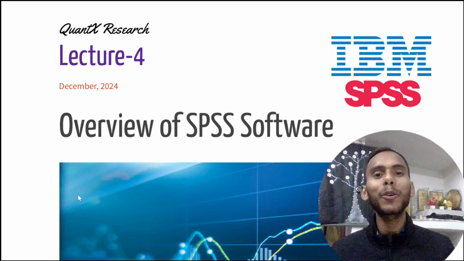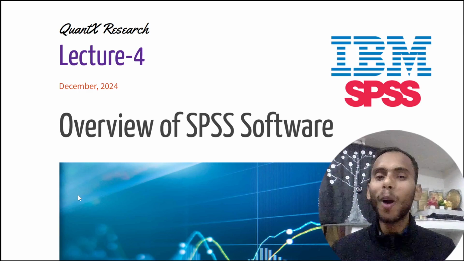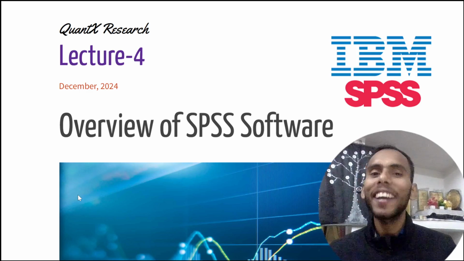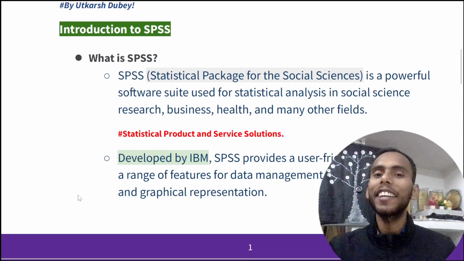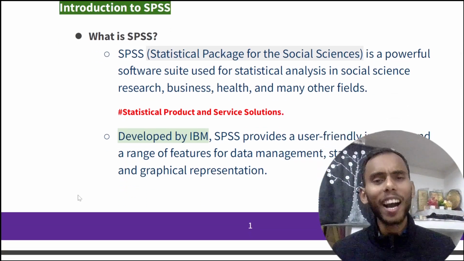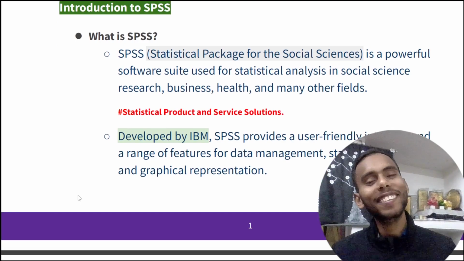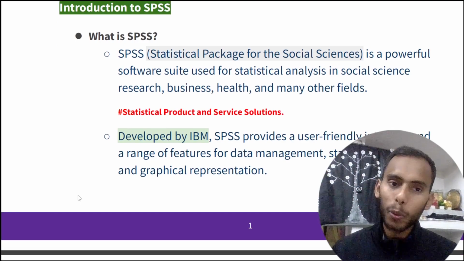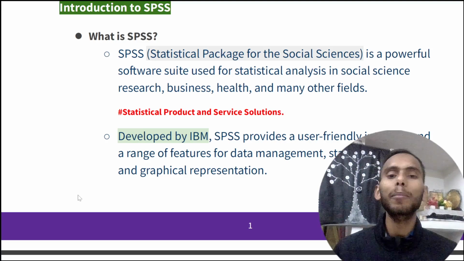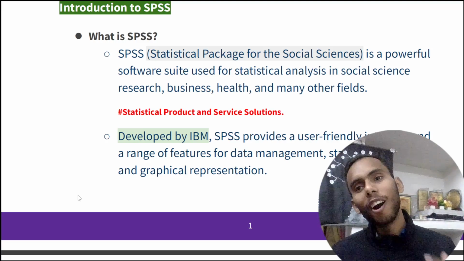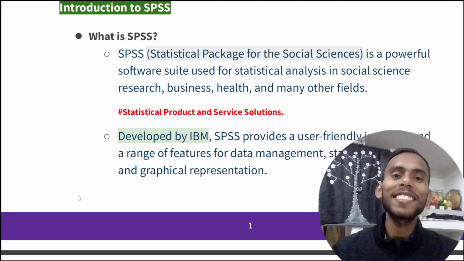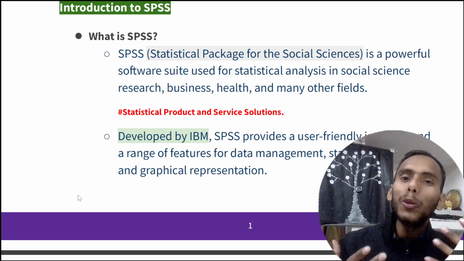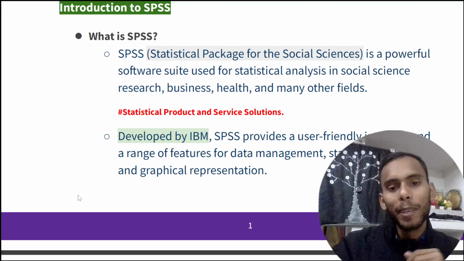I'm Utkarsh Dubey, your faculty today, and today we will be talking about the software SPSS. Yes, my dear friend, Statistical Package for Social Sciences, developed by IBM. In today's world, it has been renamed and is also known as Statistical Product and Services Solutions because of its wide range of applications. IBM changed its name so that it can be used in multiple disciplines as well.